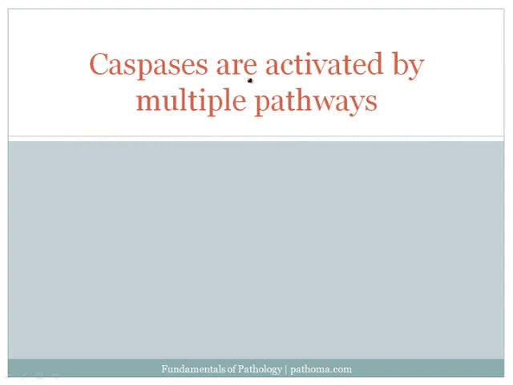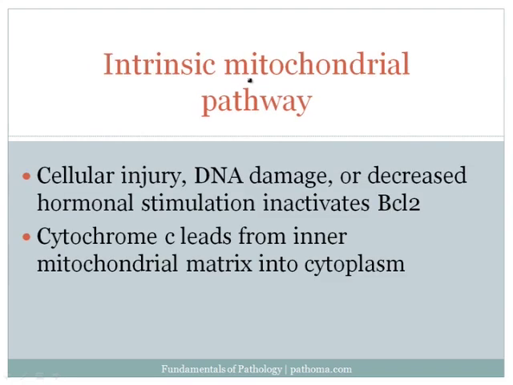Okay, now, very high yield. Caspases, which are the key enzymes that mediate apoptosis, are activated by three major pathways, and each of these pathways is relatively high yield. Now, the first is called the intrinsic mitochondrial pathway. And the idea here is, let's say that there is some force that is going to cause apoptosis. So what are some things that can cause apoptosis?